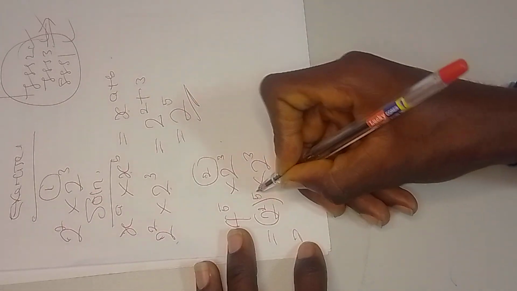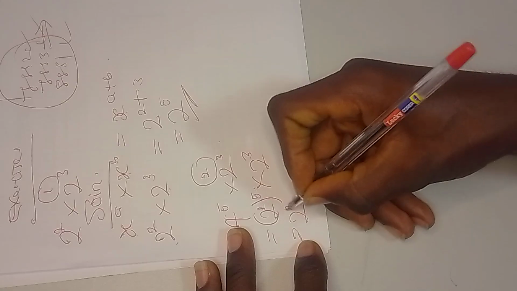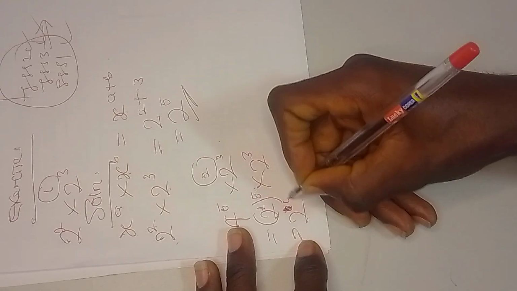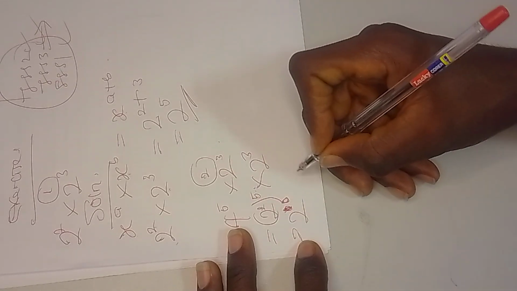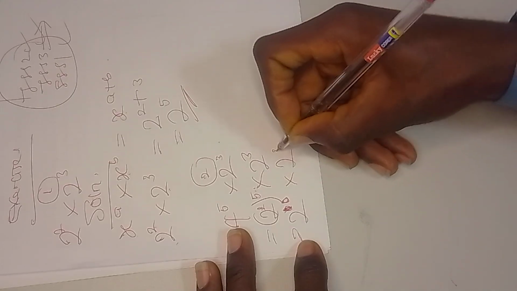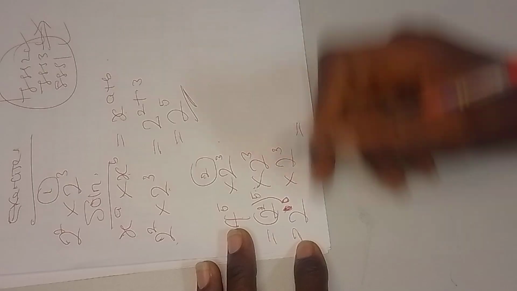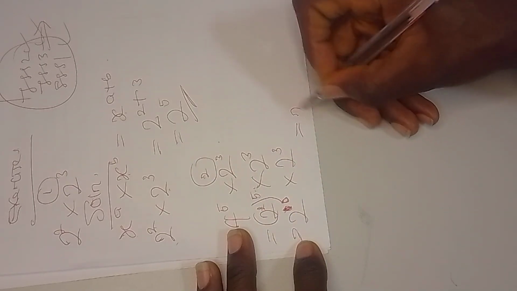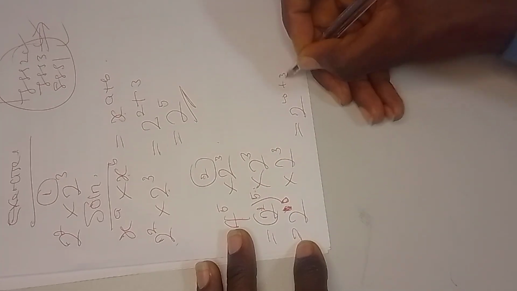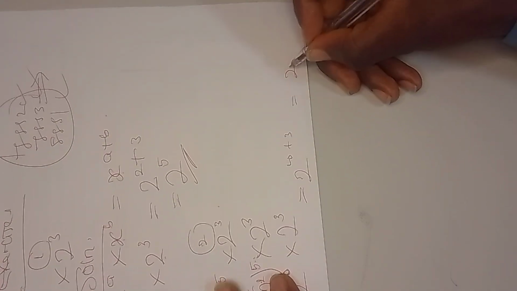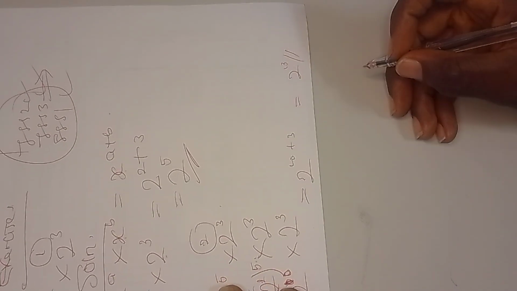Now power will multiply power, so you have 2 times 5 give you 10, right? And then 2 power 3. Is that clear? So final answer, according to the first law of indices, you have 2 raised to the power of 10 plus 3. That will be 2 raised to the power of 13.